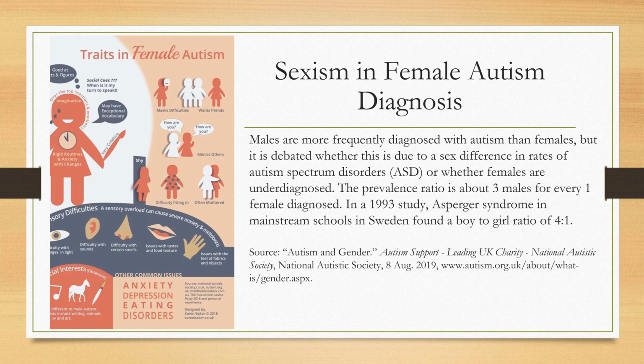There is evidence that there is underdiagnosis in female autism and sexism. So males are more frequently diagnosed with autism than females, but it is debated whether this is due to a sex difference in rates of autism spectrum disorders, ASD, or whether females are underdiagnosed. The prevalence ratio is about 3 males for every 1 female diagnosed. In a 1993 study, Asperger's syndrome in mainstream schools in Sweden found a boy-to-girl ratio of 4:1.